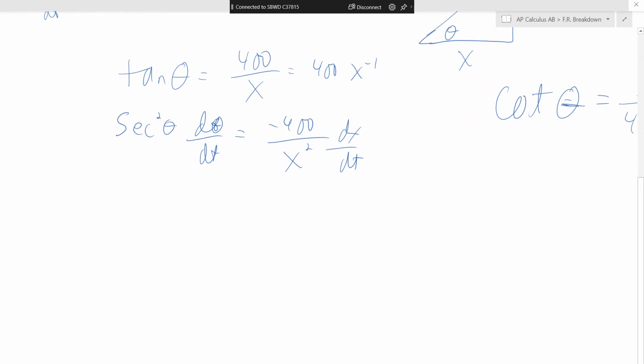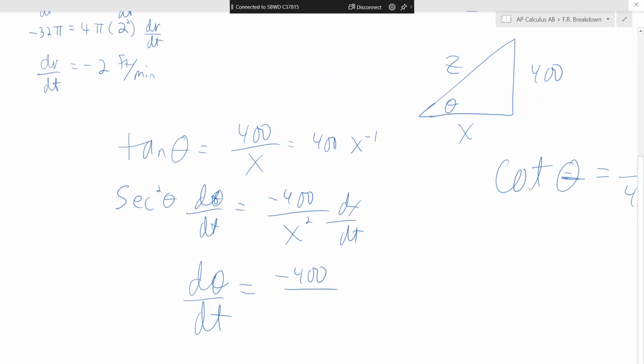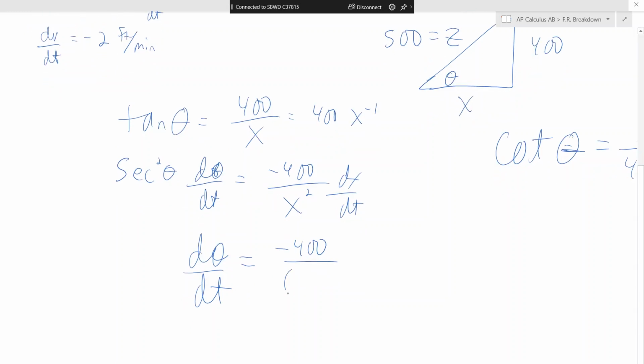So we get here, and now we've got to plug in. We don't know d theta/dt, so that's going to be there. We're looking for that. I don't know x, but I told you in this triangle up here, z was 500. I'm hoping at this point we all know if the hypotenuse is 500 and the height is 400 and it's a right triangle, the base has to be 300. So x is 300, that's squared, and dx/dt is negative 35.